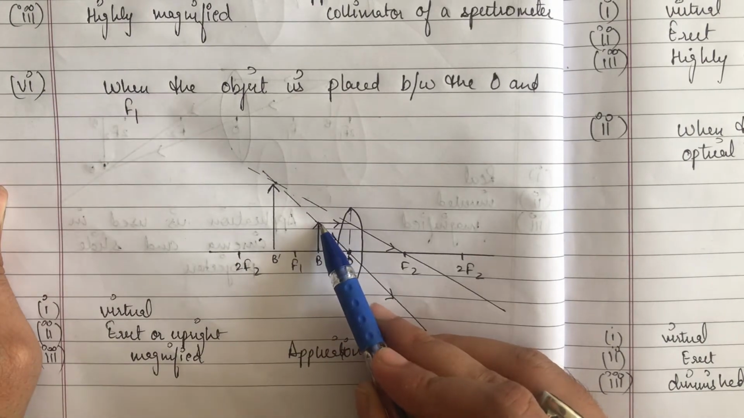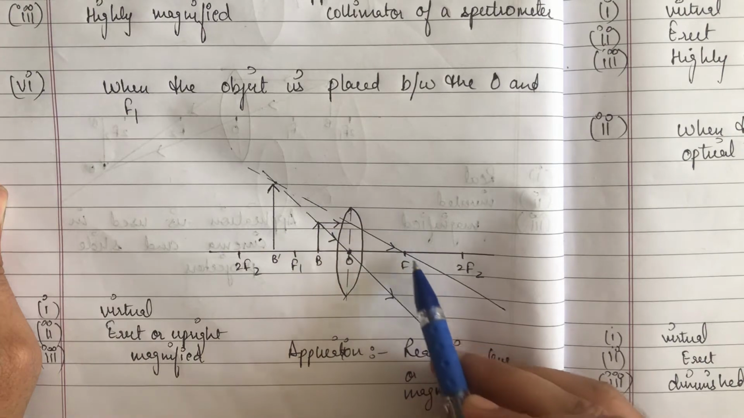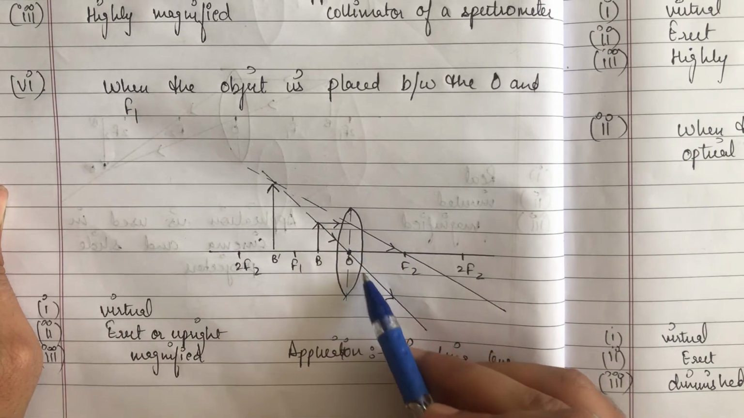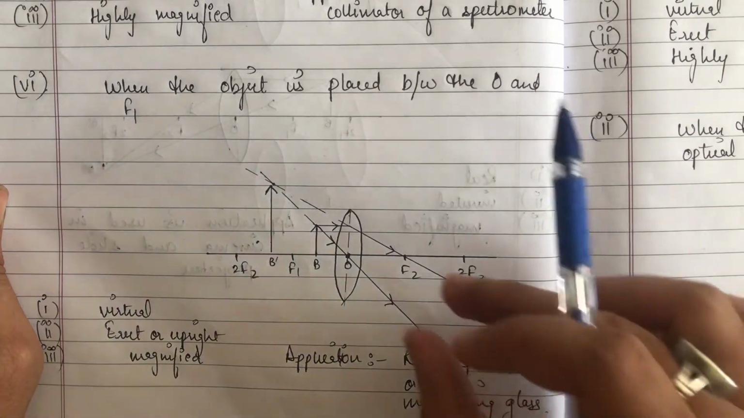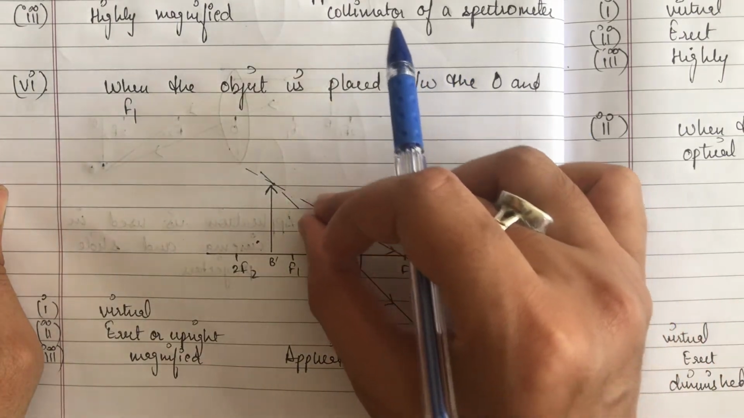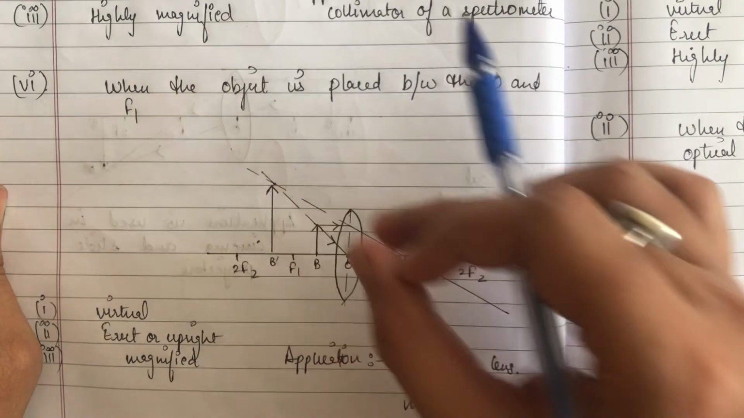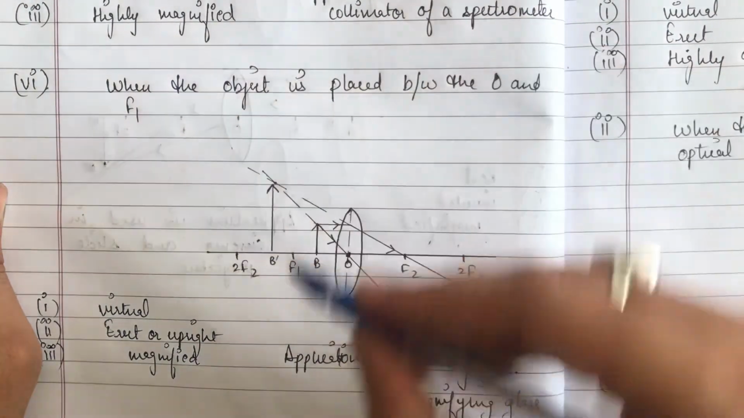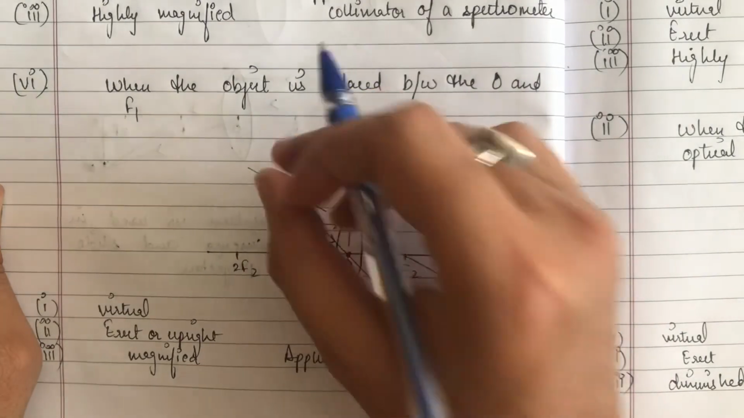First ray parallel to the principal axis, it will pass through the focus. Second ray, if it passes through the optical center, it goes undeviated. But in this case we'll extend these rays backwards, so what we'll notice, they'll meet backwards. Okay, so between f1 and 2f2 these rays will meet.